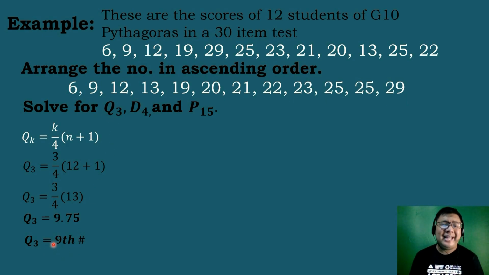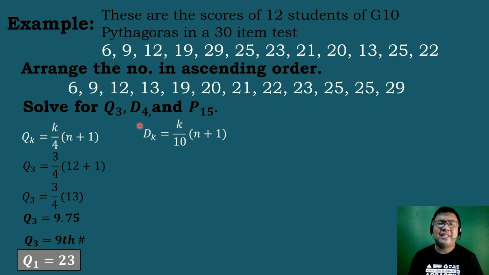We will count the ninth number. We have the first number, the second one, the third, fourth, fifth, sixth, seventh, eighth, and the ninth number. So the ninth number is the value of quartile 3, and that is equal to 23. Meaning to say, if we try to interpret this, 75% of the scores are less than or equal to 23.